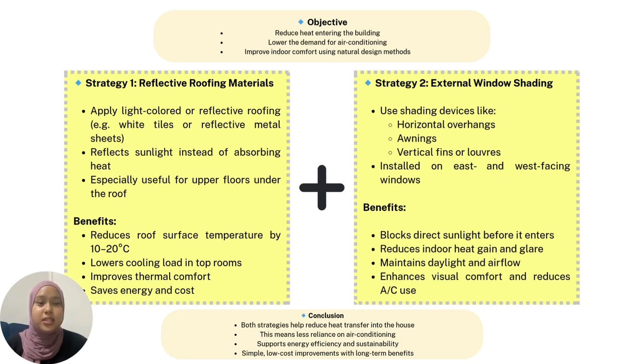Next, we have external window shading. This strategy uses shading devices such as horizontal overhangs, awnings, and vertical fins or louvers. These are best installed on east and west facing windows, where sunlight is most intense. The benefits are it blocks direct sunlight before it enters the house, reduces indoor heat gain and glare, helps maintain daylight and natural airflow, and improves visual comfort, which means less dependence on air conditioning.